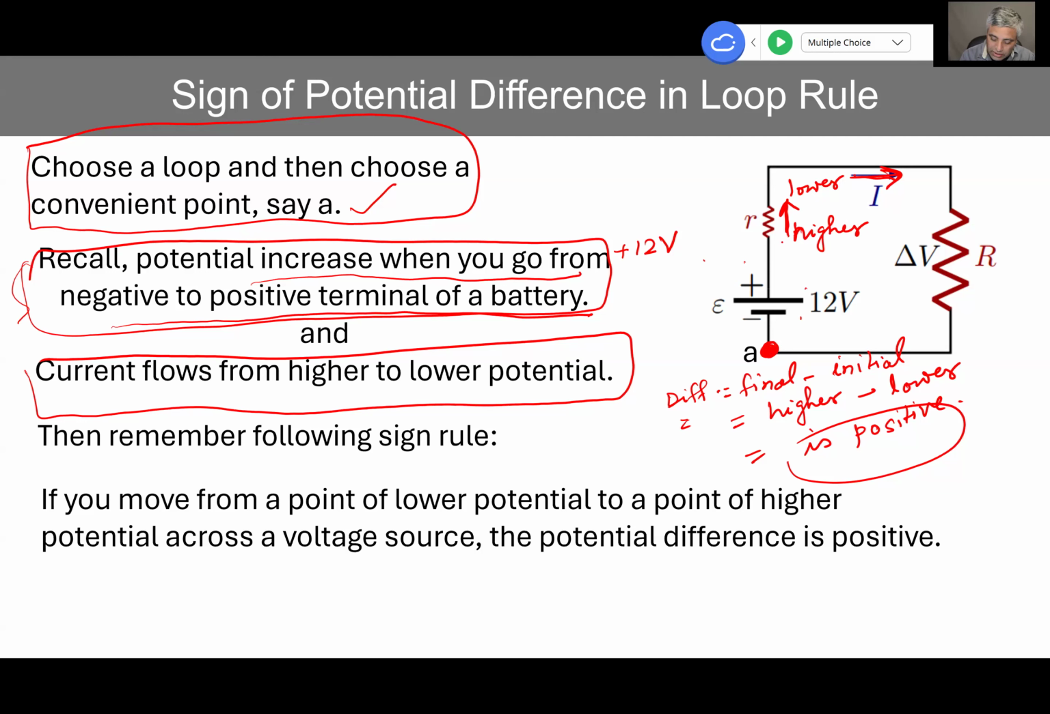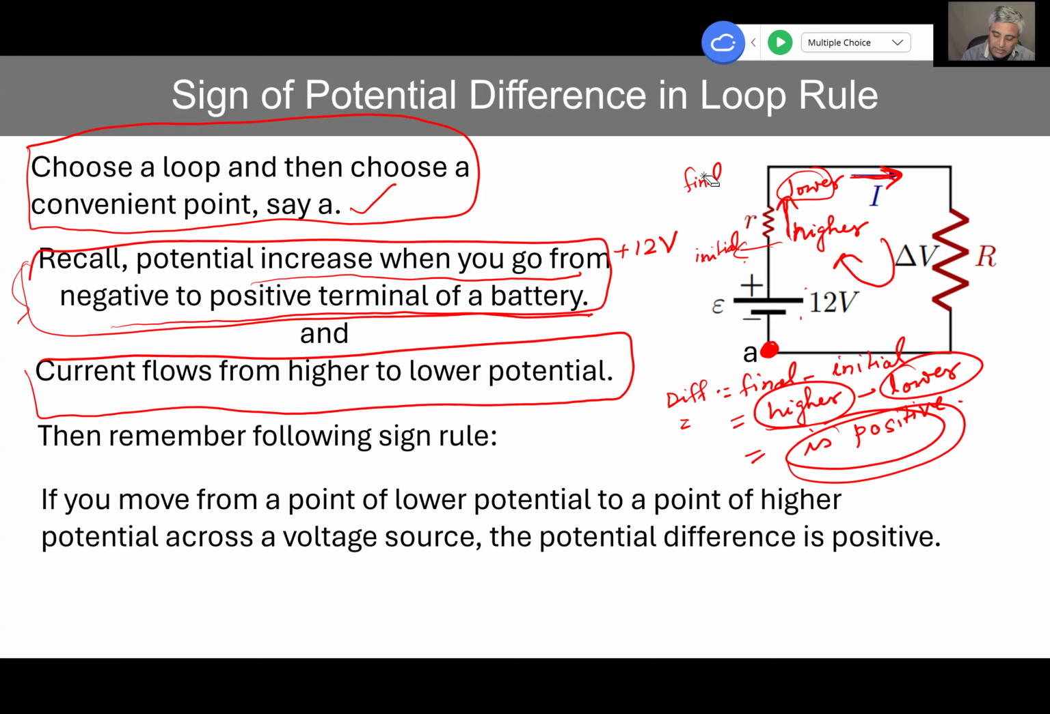Since our loop is clockwise and we are going this way, the final point is the lower one and the initial point is higher, just looking across this resistor denoted by lowercase r. Current is flowing in that direction, so it's lower. Lower minus higher: here higher minus lower was positive, now lower minus higher is going to be negative.